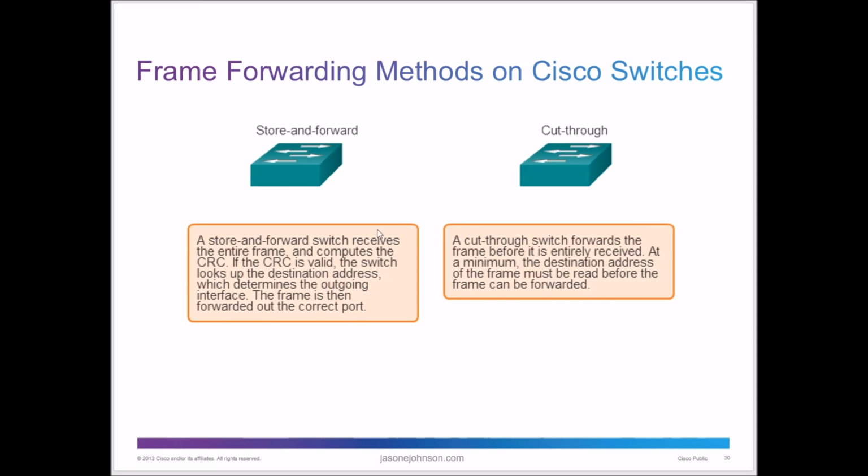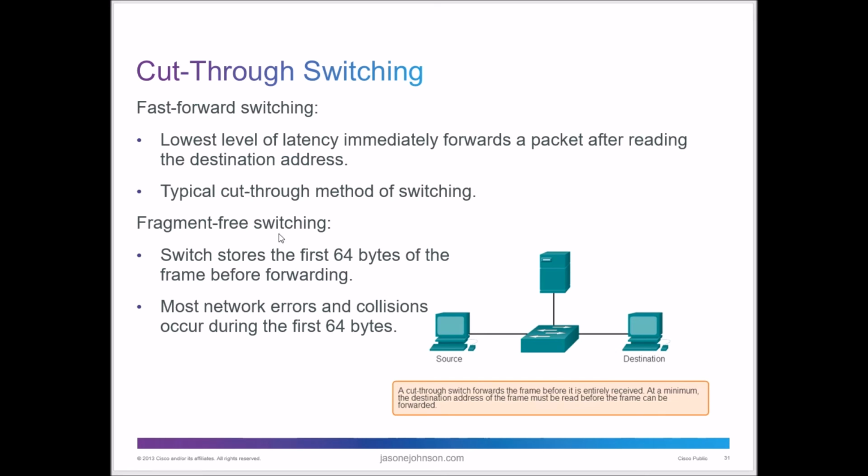So cut-through switching, there's an expanded model of it here, and some of the features of it. It has the lowest, what we call latency, a low level of latency. So it immediately forwards a packet. It just goes on. There's also what we call fragment-free switching. The switch stores the first 64 bytes of the frame before forwarding and then sends it on. That's based on the fact that most network errors and collisions occur during the first 64 bytes. So they've just designed it to work really fast.